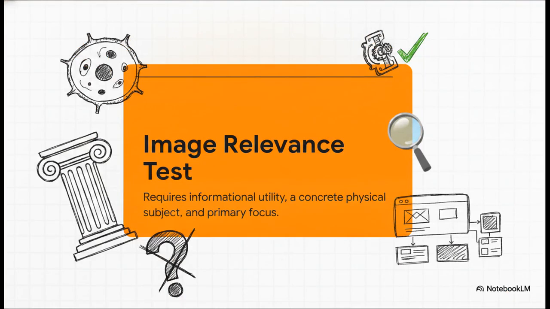Moving right along to part 2, routing images and carousels. It all kicks off with the image relevance test. You can't just toss in a random, decorative stock photo of a laptop because someone asked a question about software engineering. To pass this test, the visual absolutely must directly illustrate a core concept or a physical object. It needs concrete informational weight. We're talking about things like showing the anatomy of a plant cell, or maybe a very specific historical architectural style. If it doesn't actively aid in identification, comparison, or explanation, just stick to text.